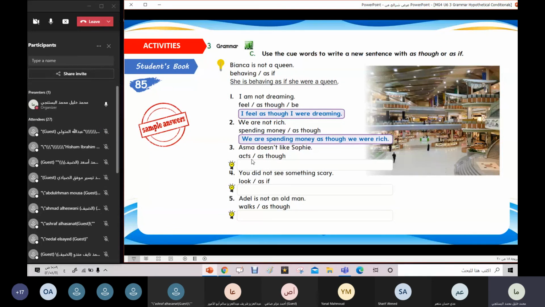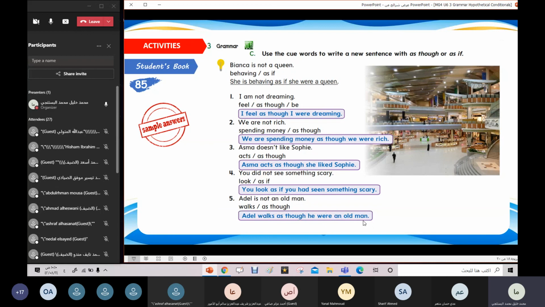Asma doesn't like Sophia, but she acts as though she liked Sophia, or we can say she had liked. The same here. You didn't see something scary, but you look as if you had seen or saw. We can use had seen or saw something scary. Number 5, Adil is not an old man, but he walks as though he were an old man. So this is about the third exercise.